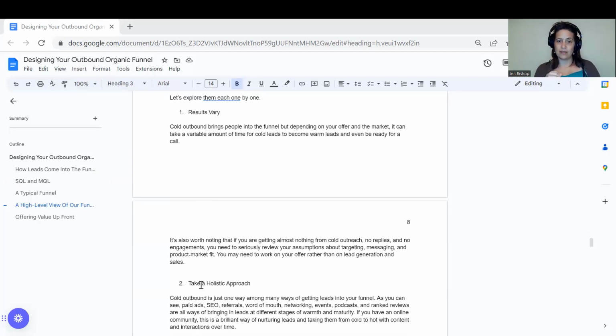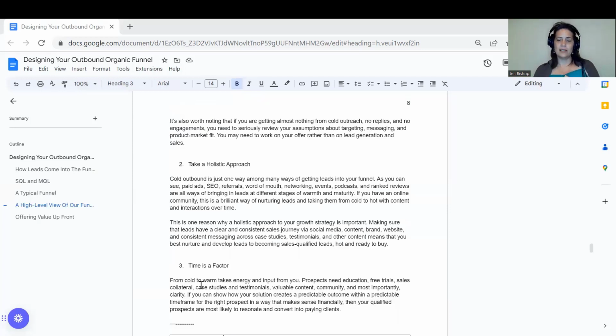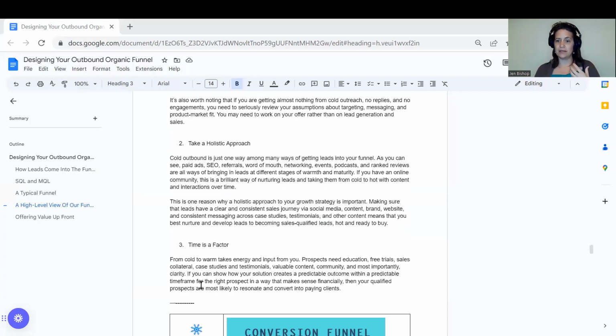It's also worth noting that if you are doing a lot of cold outreach and you're getting nothing, no replies, no engagements, you really need to test some assumptions that you have about who you are targeting, what you are saying to them, and whether your product or your offer is even fitting the market. You may not need to work on lead generation right now. You might need to go away and work on your offer, then take it back to market, and then do lead generation and sales.